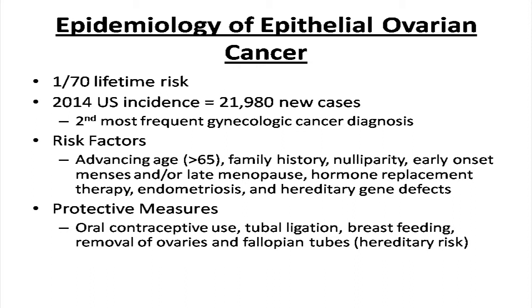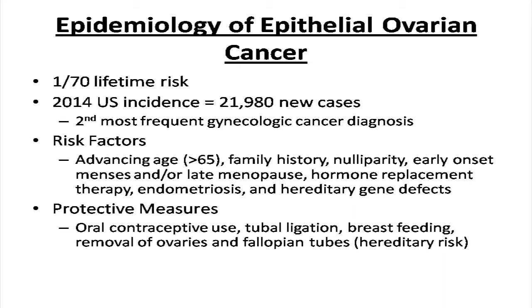There's approximately a 1 in 70 lifetime risk for women of having epithelial ovarian cancer. This risk can increase if a patient is a hereditary carrier of a BRCA1 or 2 mutation. In 2014, we expect approximately 22,000 new cases of epithelial ovarian cancer to be diagnosed. This makes ovarian cancer the second most frequently diagnosed gynecologic cancer behind uterine cancer.